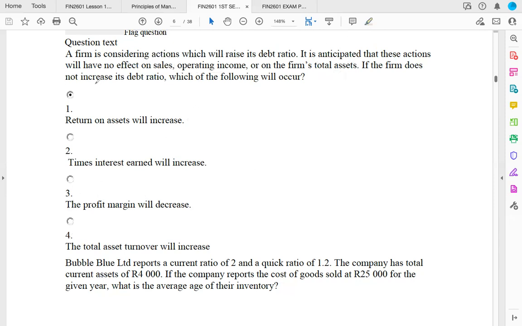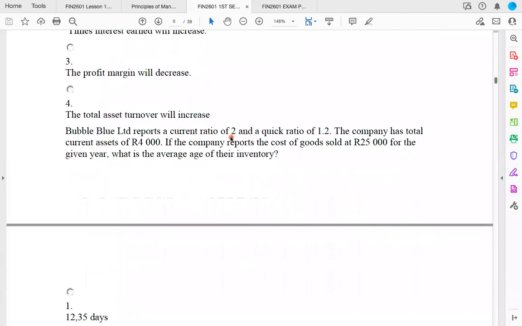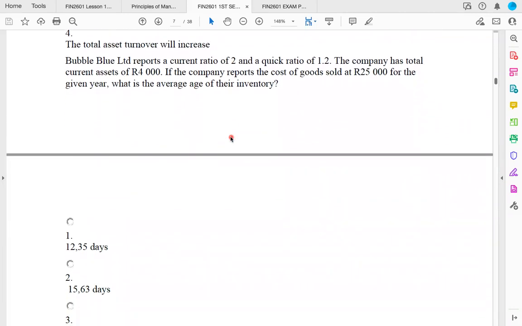However, here we're asked if it does not increase its debt ratio, which of the following would occur. So we've seen that the times interest earned ratio is actually higher if the debt ratio is not increased, and it's lower if the debt ratio is increased, because we're simply taking operating income divided by interest expense. So if debt is issued, there'll be a higher interest expense. But like I'm saying, the question wasn't worded very nicely there.